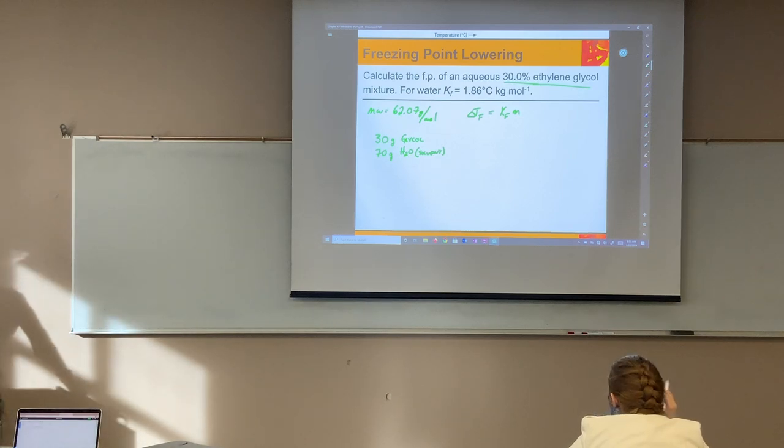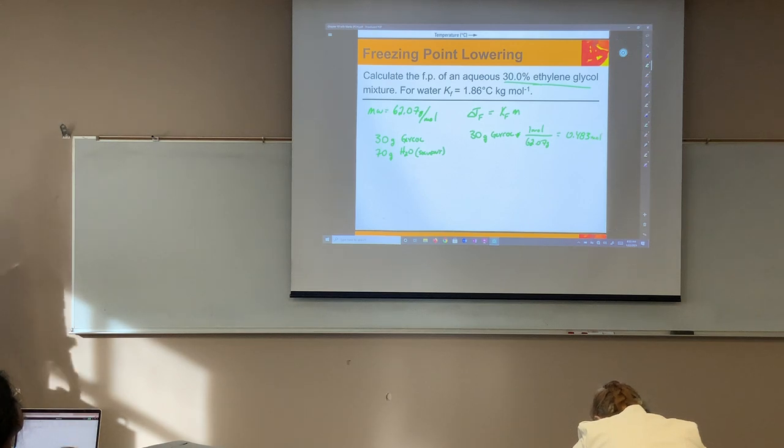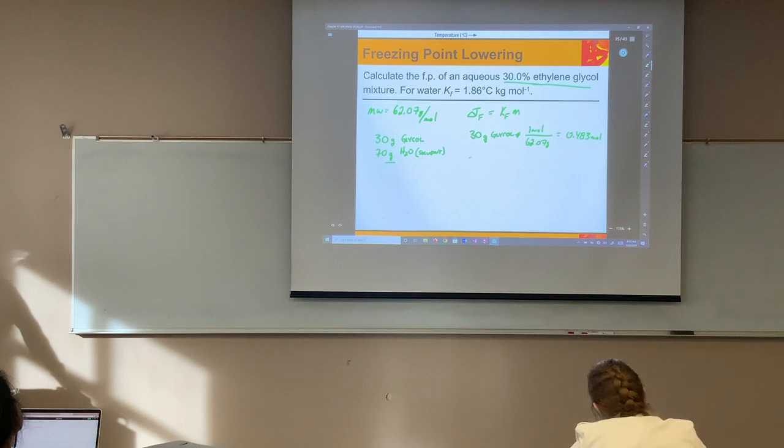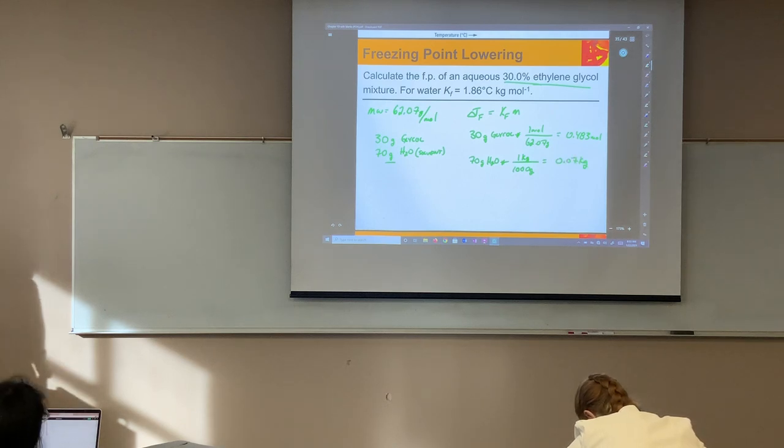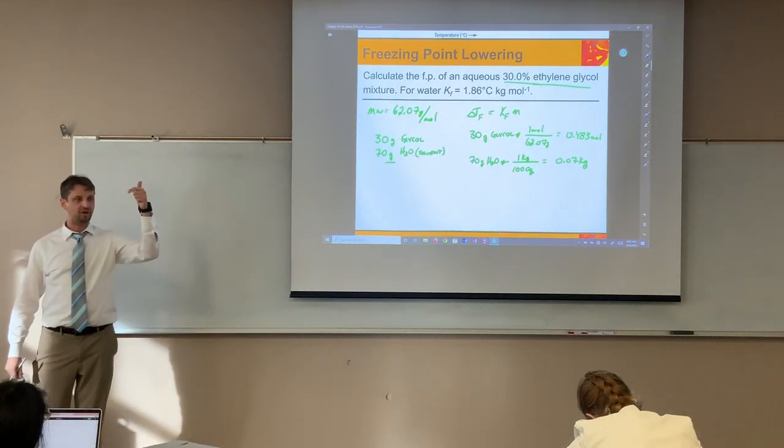So now let's do some other math. We need moles of glycol. So we do everyone's favorite conversion, grams to moles, right? And I got about 0.483. Good. Now we need not grams of solvent, but kilograms. Good. So now we've got moles of what's dissolved and kilograms of solvent.